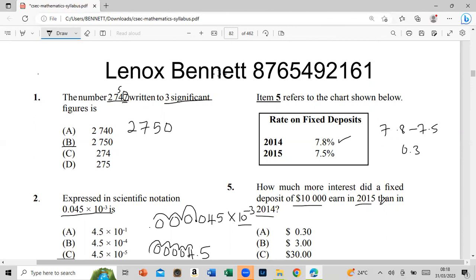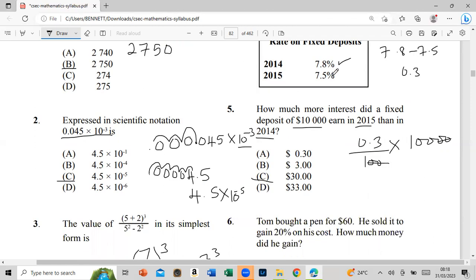Alright. So I'm going to find 0.3 on 100. Percent means out of 100, for those who are wondering how we get that. Alright, so 2 goes into 2 and then multiply. So that will work out to 30. So the difference would be 30. Another way that I could have done it, which is a longer way, is find 7.8% of this and then find 7.5%. The difference would still be the same.